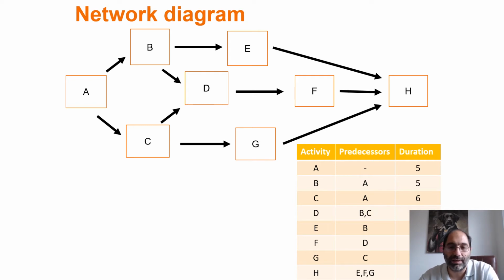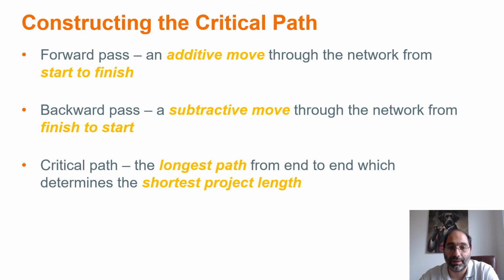Now, the next step is to add times. I will start by doing my forward pass, which requires an additive move through the network from start to finish. Starting from A and moving to H, I will keep adding the durations to the early start and early finish times. Then I will do my backward pass, which is a subtractive move from the finish to start. And then I will use this to determine the longest path, which is the critical path of the project.